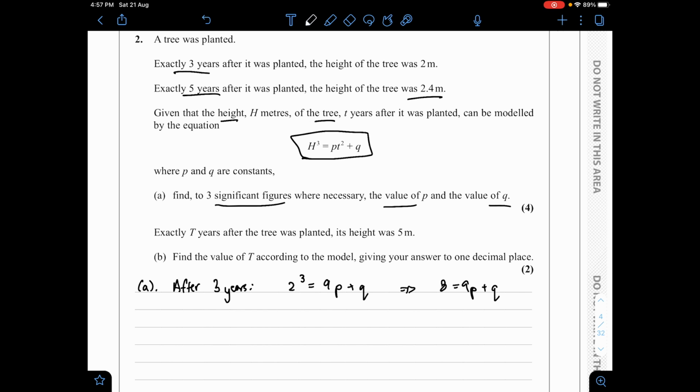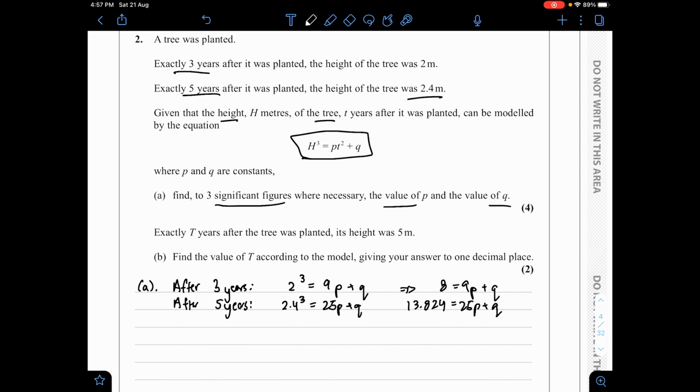Now we have exactly 5 years after it was planted. So what happens after 5 years? The height is 2.4, so we do 2.4 cubed equals, 5 squared is 25p plus q, right? So put 2.4 cubed in a calculator, and it is 13.824. It equals 25p plus q.